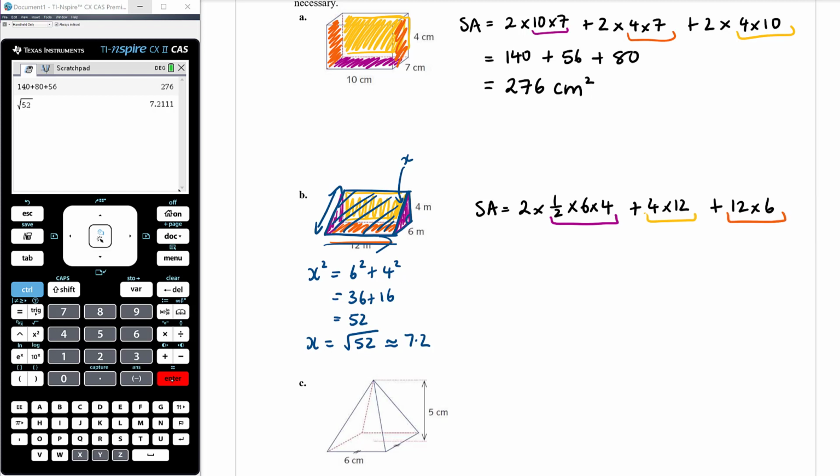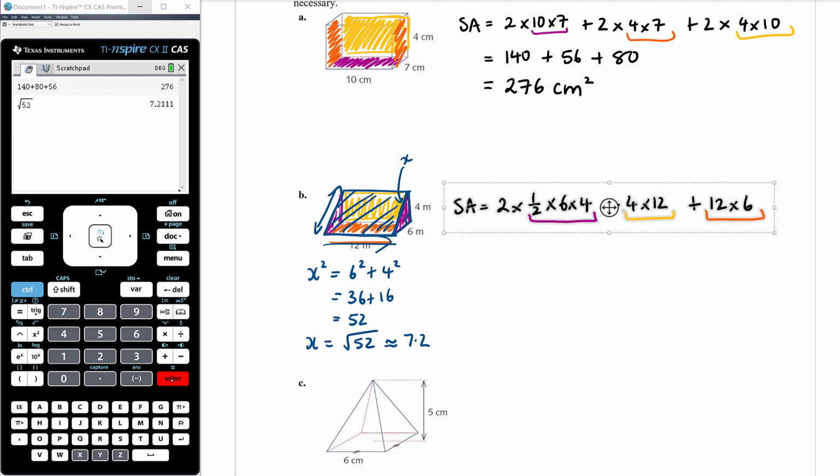Alright, we just move that along, we're running out of room. And then finally we have the blue rectangle on the front, which is 12 by this number we've just worked out, 7.2, or root 52 if you want to be exact. Okay, so let's work all this out.